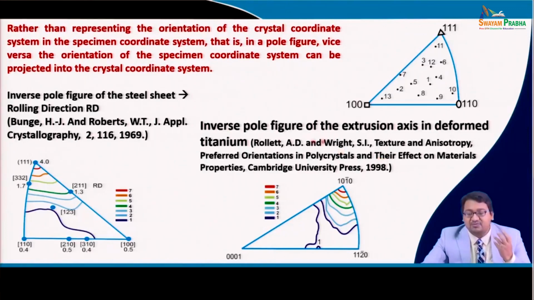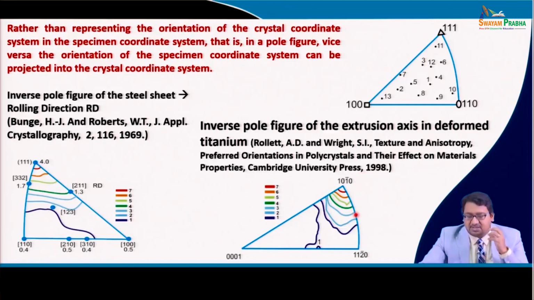They showed the inverse pole figure of titanium, and you see deformed titanium, which is basically a hexagonal close packed material. The inverse pole figure shows three important sample poles or directions, that is 001, and these are Miller-Bravais indices, which we have learned in previous classes, 112 bar 0, and 101 bar 0.